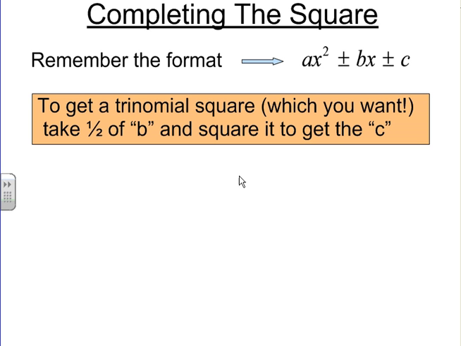And the way we're going to do that is we're going to try and get a trinomial square out of this particular polynomial. The way we're going to do that is by taking half of the b, and then we're going to square it to get to the c. Now, let's just think about what a trinomial square looks like. It looks like this.